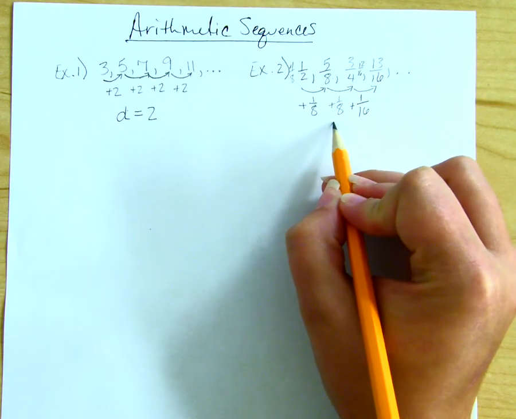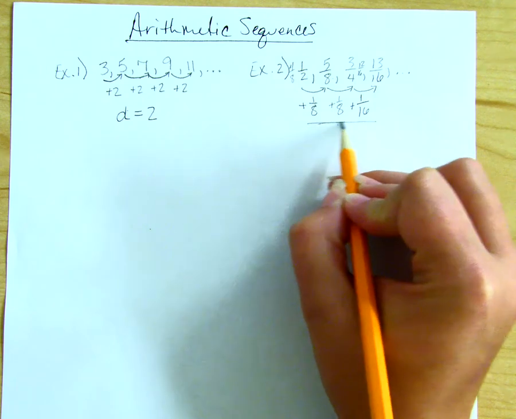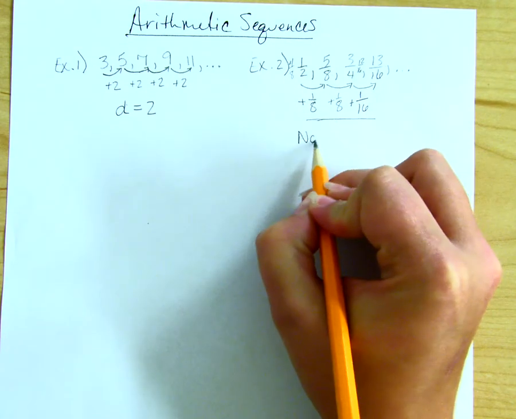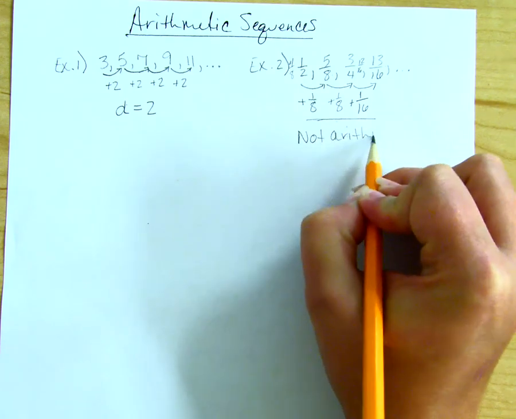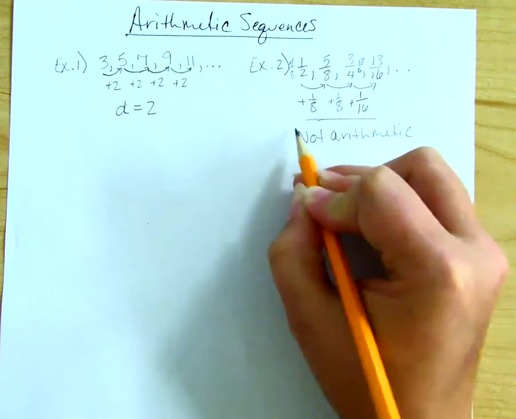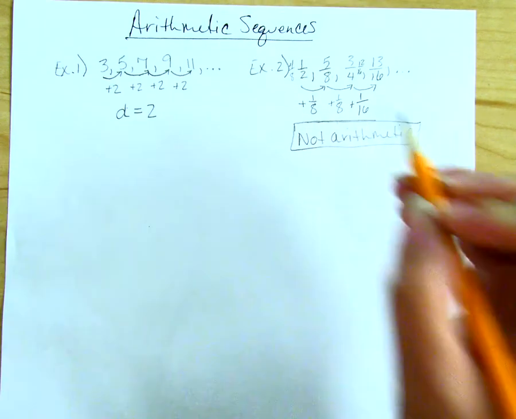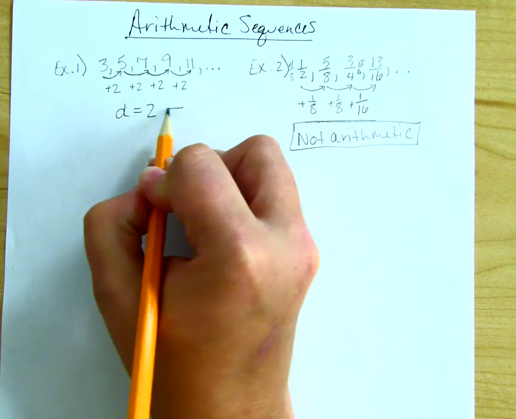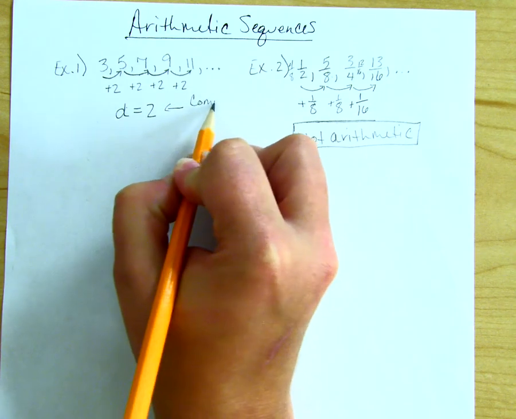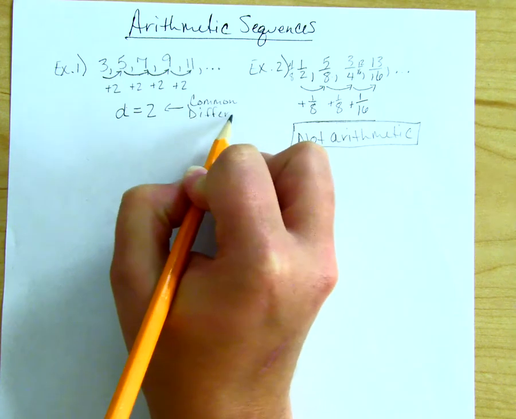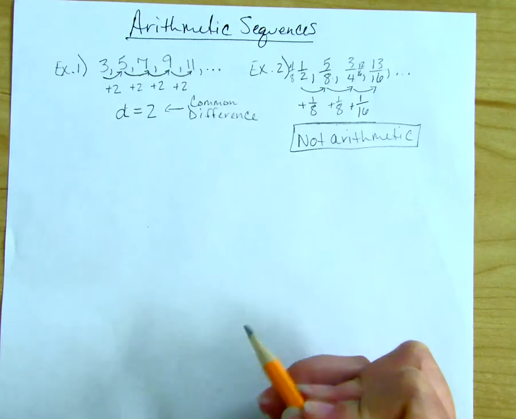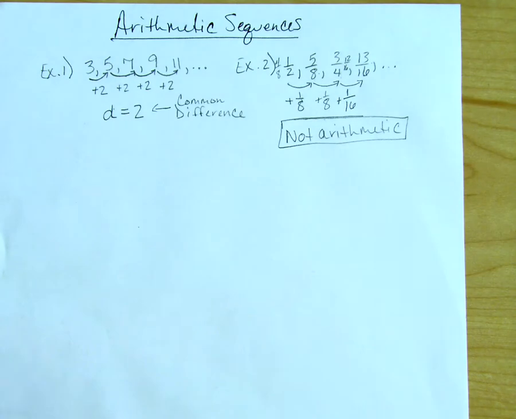In this case, since these differences are not constant, this is not an arithmetic sequence. It is not arithmetic, and I cannot get my common difference. Let me just denote that for you over here, that this is called the common difference. Common difference, okay? Now, you can use that common difference to write an equation for the sequence.